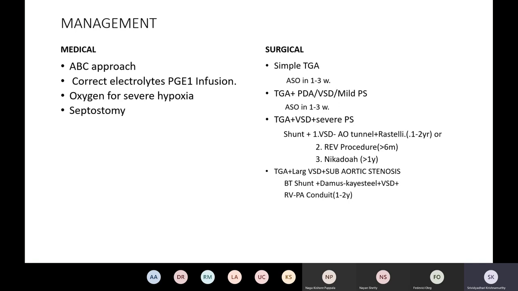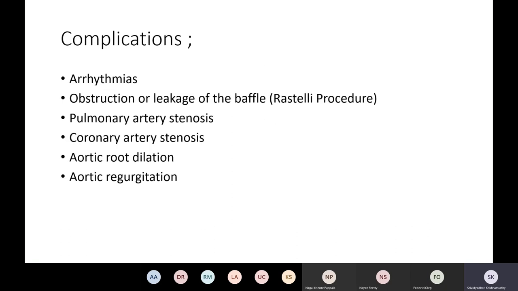TGA with a larger VSD and subaortic stenosis, they tend to have a BT shunt and then a Damus shunt and a VSD and RVPA conduit at a later date when they're about 1 to 2 years old. So complications following the surgeries, you do expect them to have arrhythmias and you anticipate obstruction and leaks through the baffle, if they've had a Rastelli procedure, pulmonary artery stenosis, and of course coronary artery stenosis, issues with the aortic root dilatation and regurgitation, and this is what we look for in monitoring them long term.